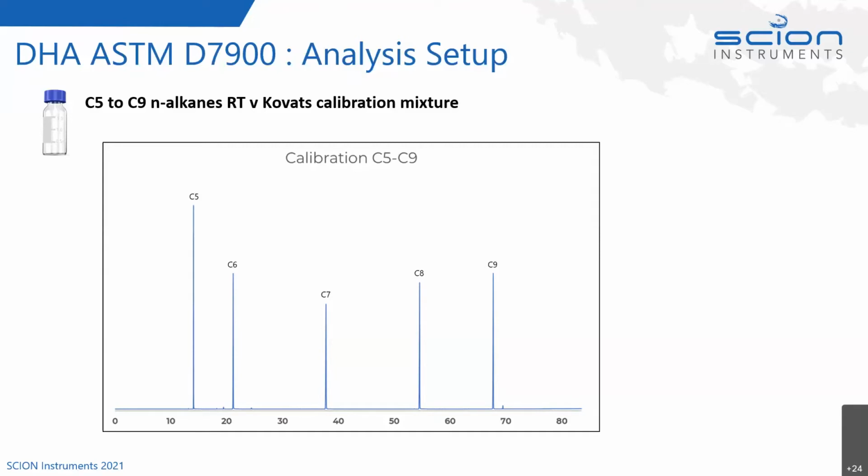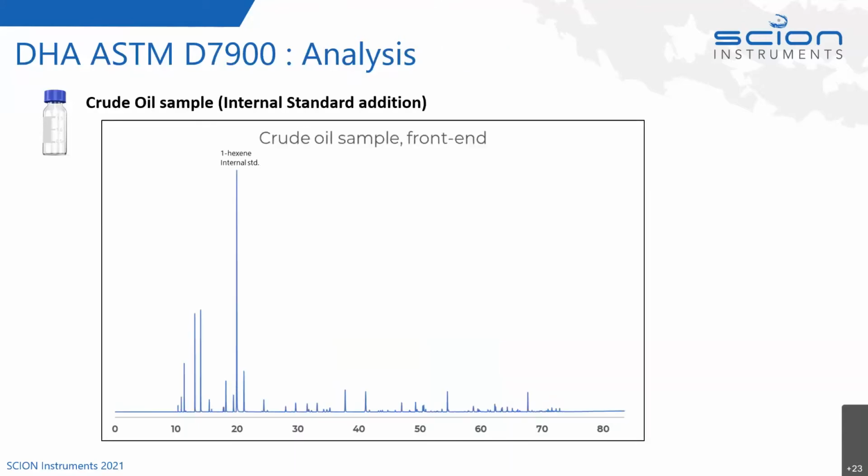So that's the calibration mixture. So that will calibrate the COVATS for us. And then we can run, we're only going to run the front end of the crude oil. We're not going to run the whole crude oil sample, just the front end. You can see we've added 1-hexene as the internal standard. So there you can see the front end of the crude oil sample.